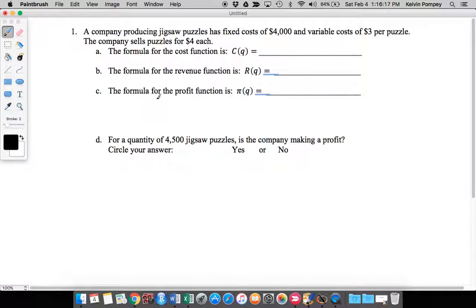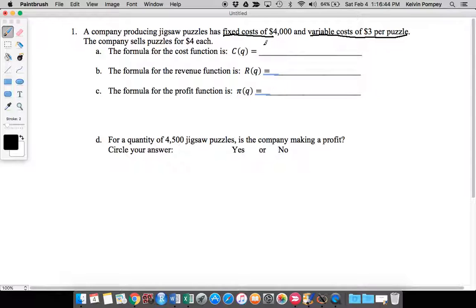All right. And so this first problem says a company producing jigsaw puzzles has fixed costs of $4,000 and variable costs of $3 per puzzle. The company sells puzzles for $4 each. Part A, I want to find the formula for the cost function. Part B, revenue. And part C, profit. Remember, your cost function, at least in this chapter, is given in terms of your fixed cost plus your variable cost.